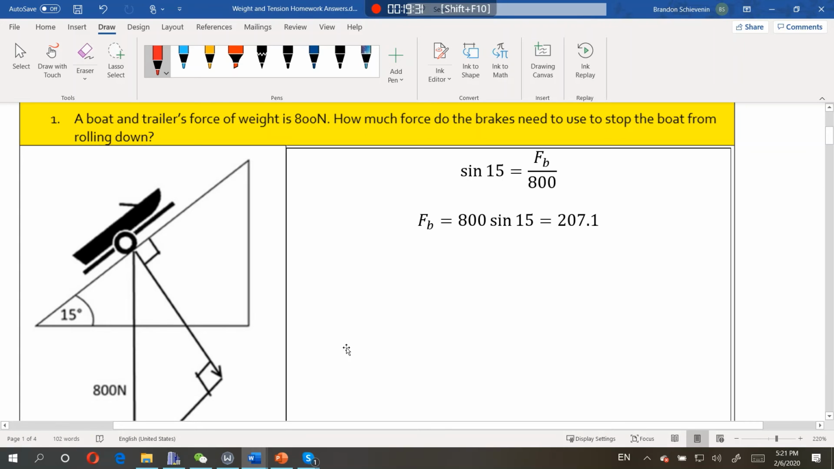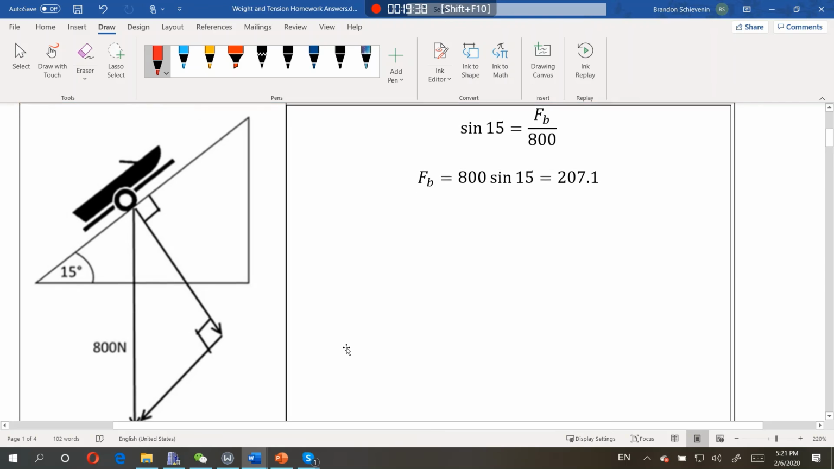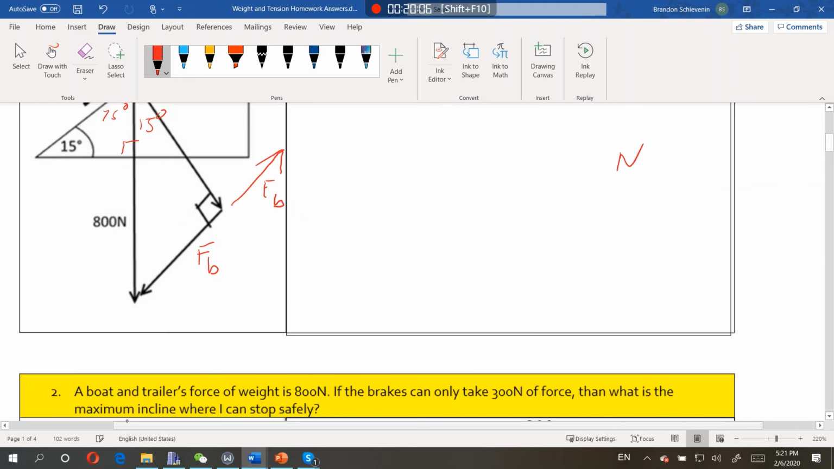Okay, so for this first one, if I want to solve for the force of the brakes that we need in order to stop us from rolling, that would be what force I would need in order to oppose this component of gravity that's acting parallel to the surface. So if I solve for that force, I can set up a sine function. Here's 15 degrees, because this is a right triangle and this is 75 degrees, this must be 15 degrees. So the sine of 15 should give me my force for the brakes, since that has to equal my component force of gravity, which is 207.1 newtons.